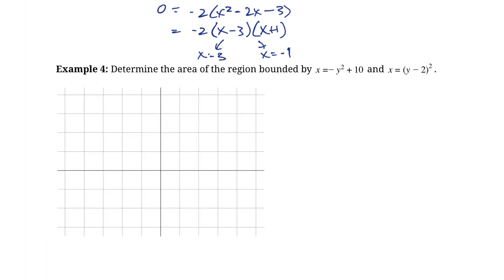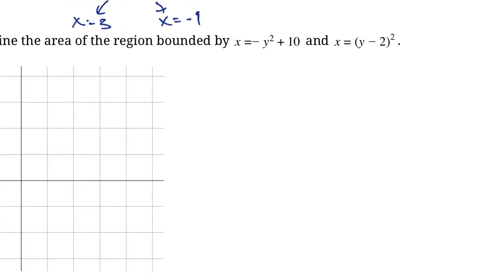Determine the area bounded by x equals negative y squared plus 10 and x equals y minus 2 squared. Now, you might be thinking, what does this look like? And we're going to do this one actually without graphing. We'll graph it at the end to see what it looks like, but if we don't know, let's just try to figure it out. And you probably could graph it if you really wanted to, but let's just do it as if we don't know.